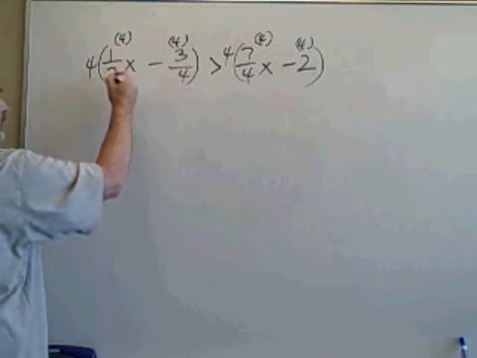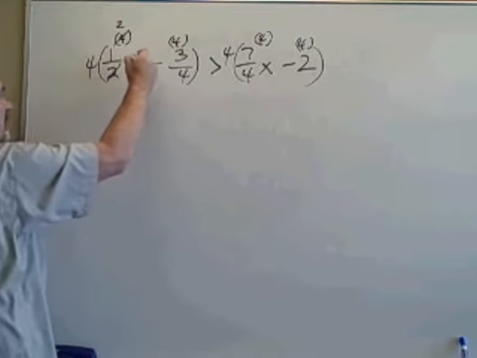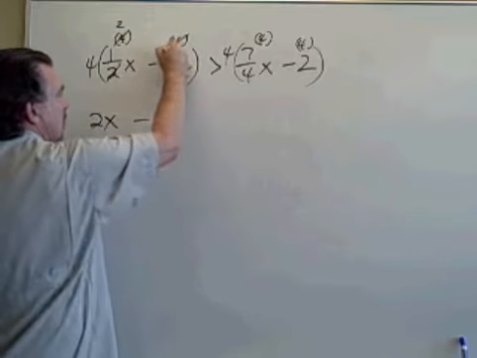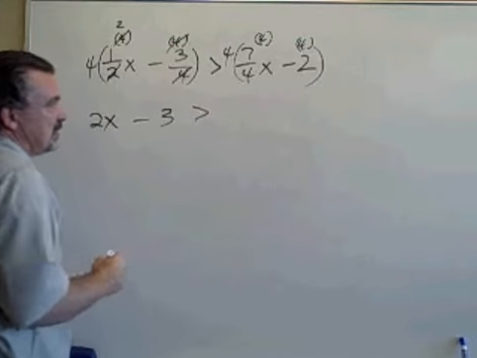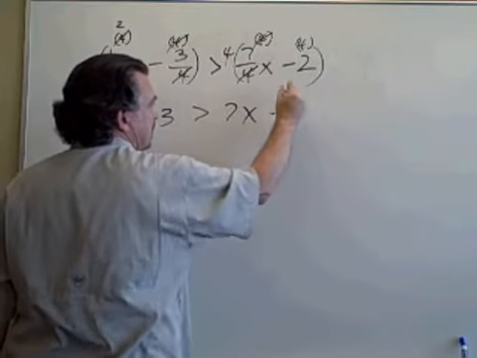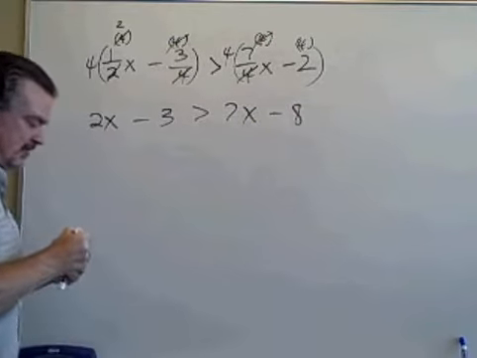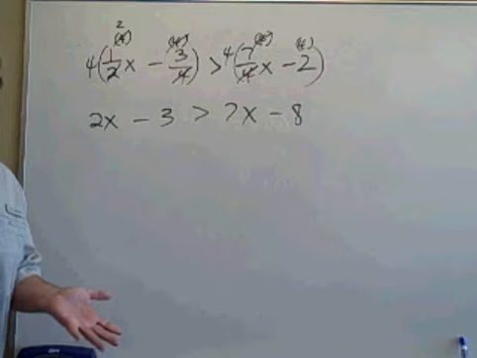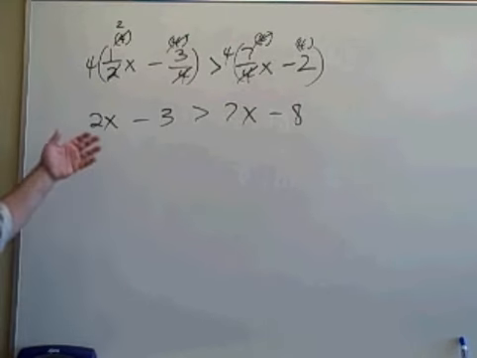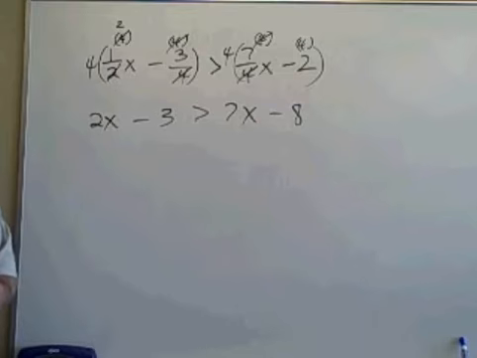Well, here, the 2 can go into the 4 2 times. That gives me 2x. Minus, the 4's cancel. That gives me 3. The 4's cancel here. That gives me 7x. Minus 4 times 2 is 8. The fractions are gone. My linear inequality in one variable is much less complicated. I can now finish out the solution.